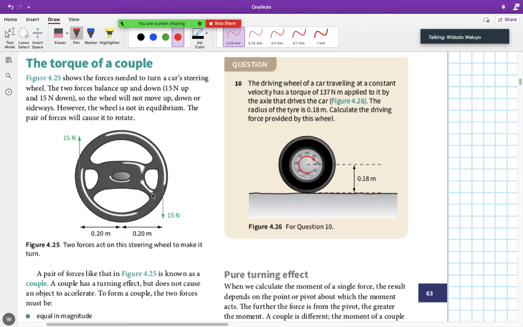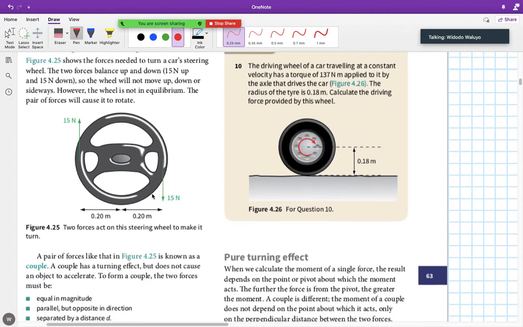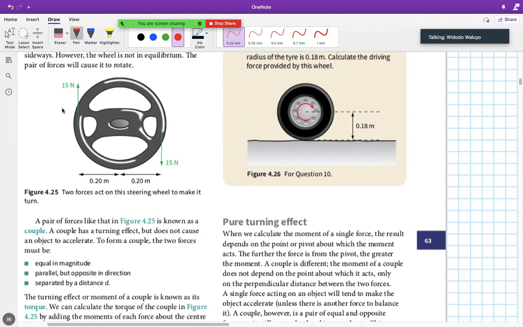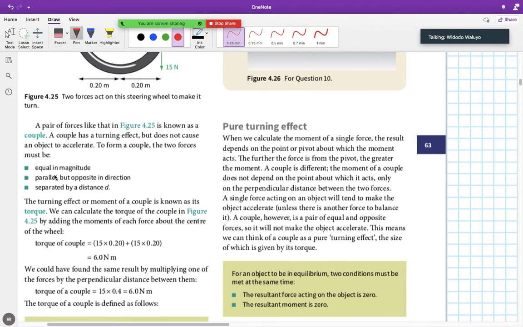With radius 0.20, the pair of forces is called a couple. A couple has a turning effect, but doesn't cause an object to accelerate. To form a couple, the two forces must be equal in magnitude and parallel, on different sides, separated by distance d. D is 0.20.